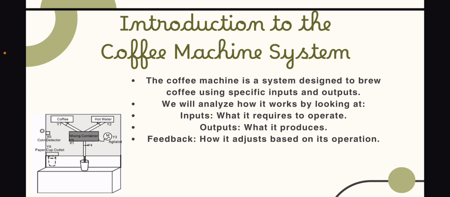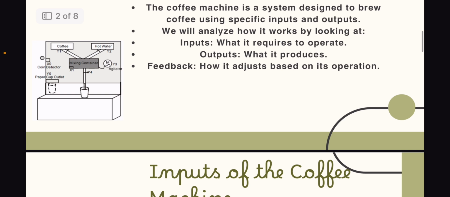So, okay, inputs of the coffee machine. Like I was saying, we need inputs. We need raw material. We need the resources to actually achieve the output.